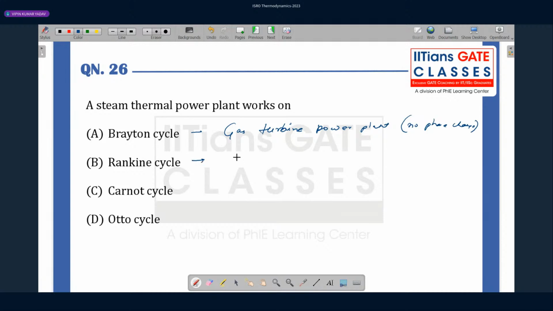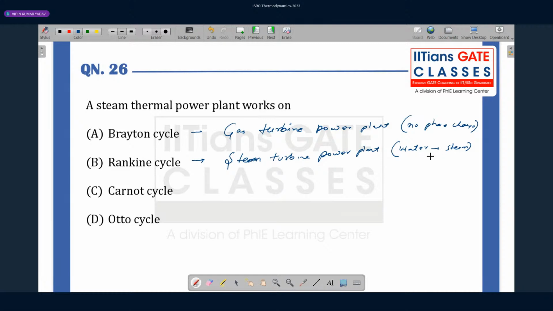The Rankine cycle runs a steam turbine power plant. So basically, this is your answer, but let us discuss each and every point. Here water changes to steam. That is why it is called a steam power plant. Here water changes to steam, and that is the reason it is called a steam turbine power plant.